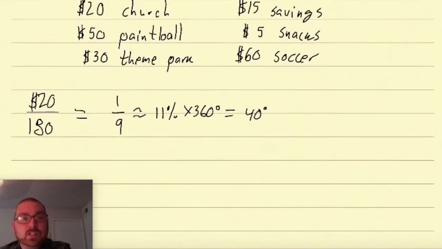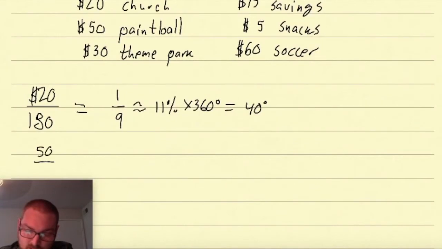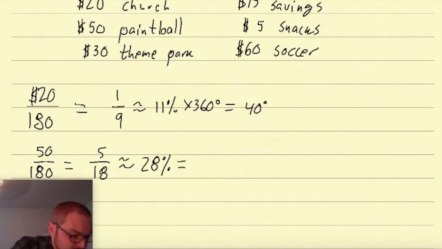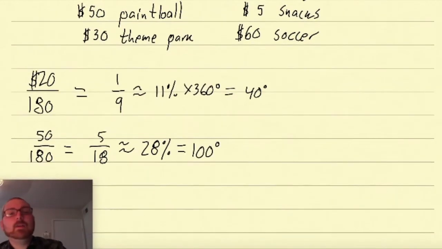So we do those for each of these. So 50 over 180, which would be 5 over 18. We find the percentage, and that's approximately 28%. Again, I multiply by 360, and I get 100 degrees. Cool. So go ahead and work through each of these. I'm going to go ahead and do it and just show you what I get.